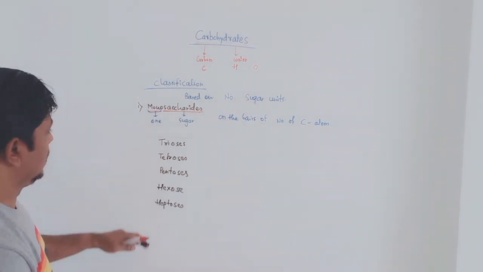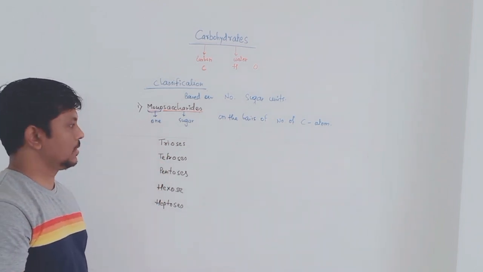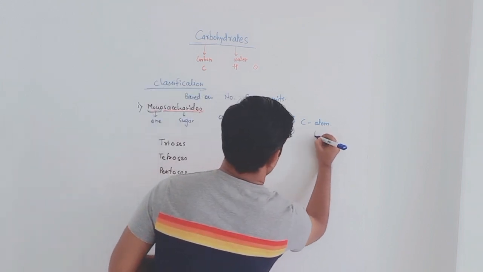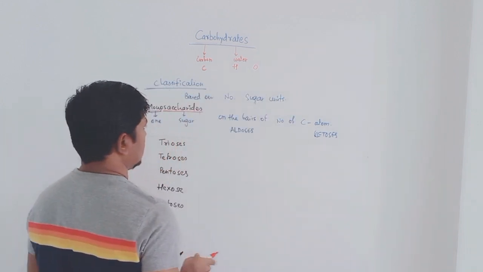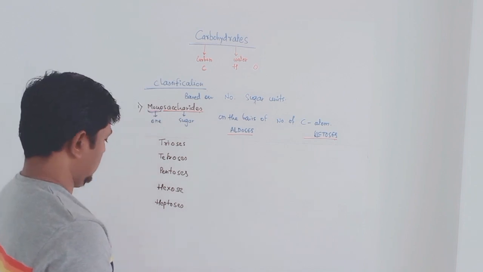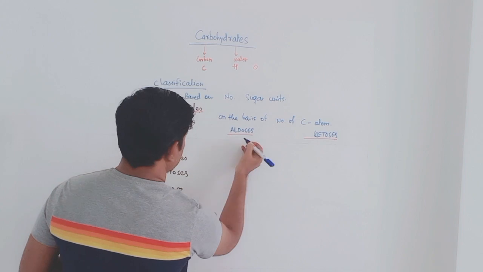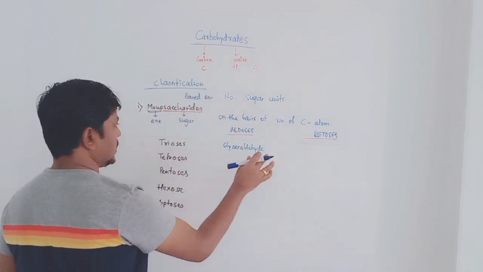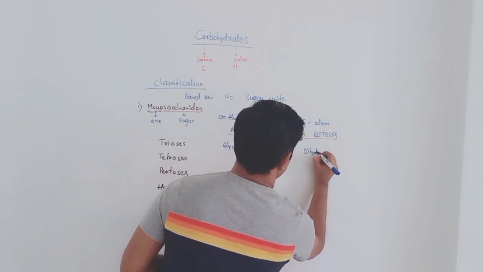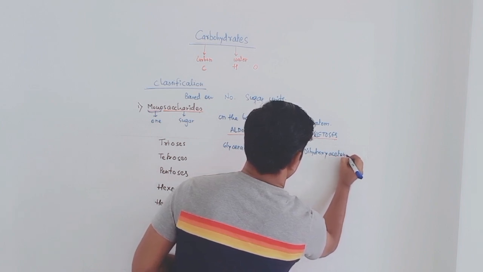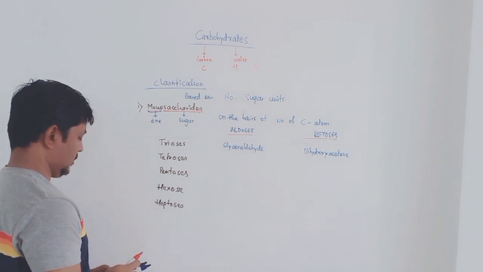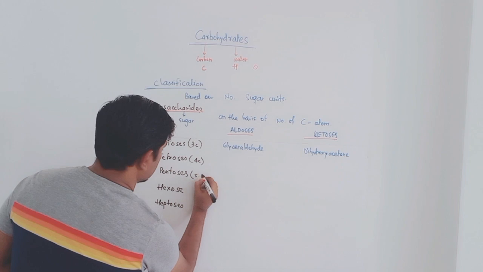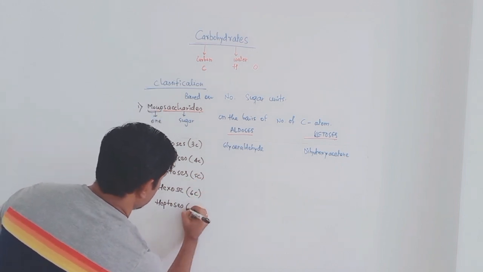So we can divide this classification, like trioses, tetroses, pentoses, hexoses, into aldoses and ketoses. Trioses with aldehyde group is glyceraldehyde, and trioses with ketone group is dihydroxyacetone. Trioses means it contains 3 carbon atoms. Tetroses means it contains 4 carbon atoms. Pentoses means 5 carbon atoms. Hexoses means 6 carbon atoms, and heptoses means 7 carbon atoms.